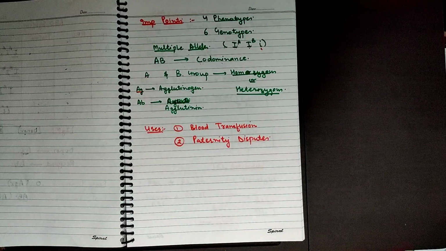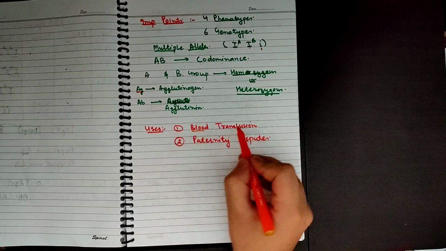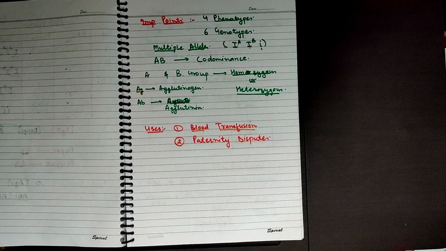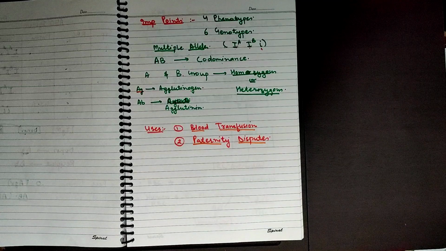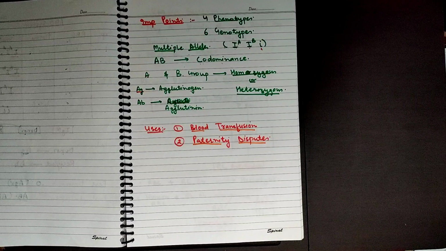What are the uses of this blood grouping system? Basically this ABO system, what are the uses? Number one, this system is very important during blood transfusions. Whenever you have to transfuse blood, you check the ABO system. You see whether you are able to donate or not. Second, it helps us in solving paternity disputes. Paternity disputes means it helps us to tell who is the actual biological father or who is actually the biological mother of an offspring or of a baby.